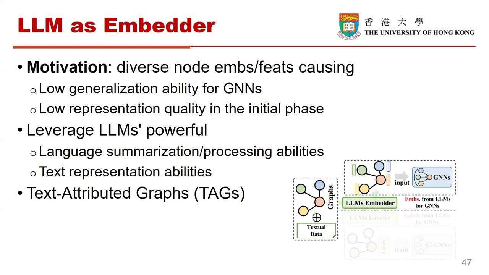To address these issues, this research line leverages LLM's powerful language summarization and processing abilities to augment and enhance textual features. Subsequently, it leverages LLM's text representation learning abilities to generate high quality embeddings, which can be easily used in subsequent graph models. It is also worth noting that to do so, these methods need to be conducted on text attributed graphs, i.e. TAGs.